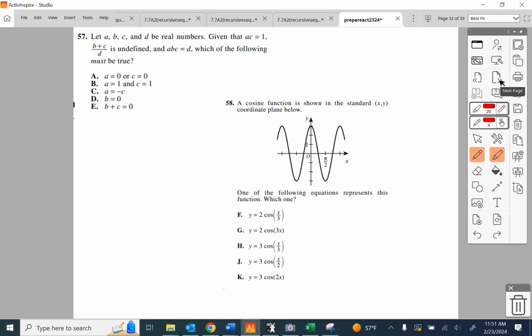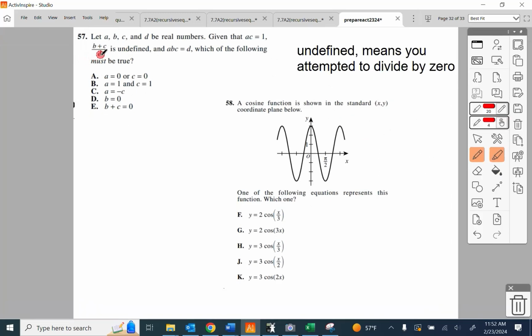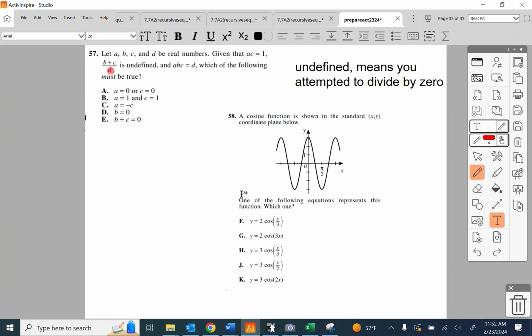57. Let A, B, C, and D be real numbers given that A times C is 1, B plus C over D is undefined, interesting, and A times B times C equals D is 0. So let's talk about that undefined thing. Undefined means you attempted to divide by 0. That's what it means. So what did I learn? I learned right here that I attempted to divide by 0.